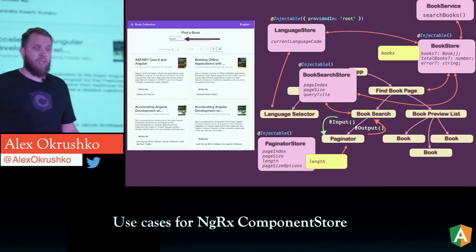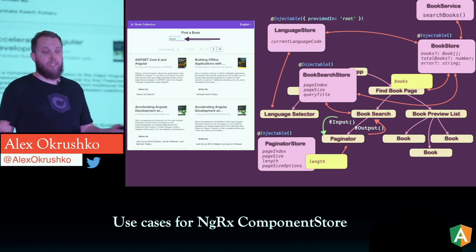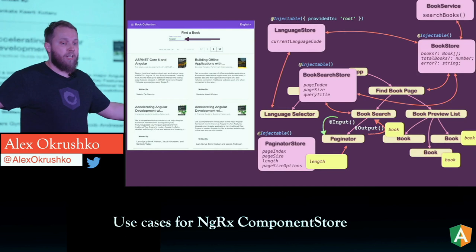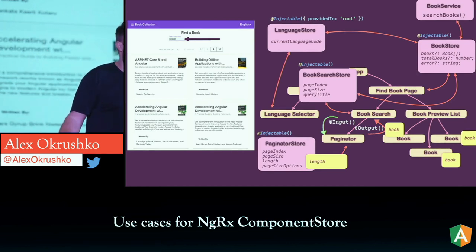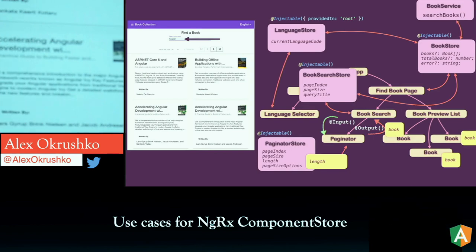Now what happened with the books? Well, there's another component, the find books page, that's interested in them. Because of that, it passes them to the book preview list. It spreads the books with the ngFor, and the books information gets out. The whole thing is 100% reactive.